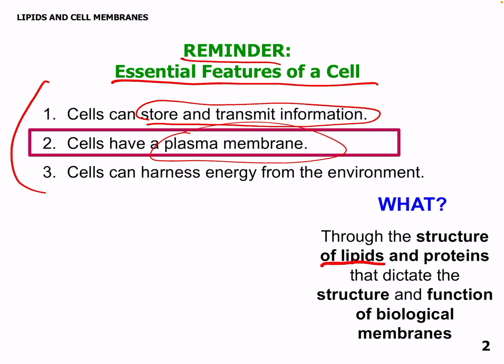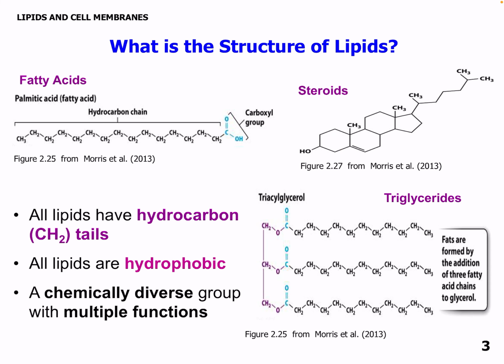Through the structure of lipids and proteins that dictate the structure and function of the biological membranes, that is how we get this plasma membrane. So, what is the structure of lipids? Here are a few different examples of lipids. Here are our triglycerides. Here are steroids, which are in many different molecules, and our fatty acids.